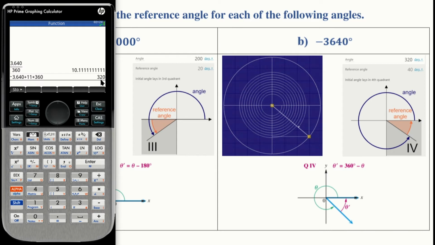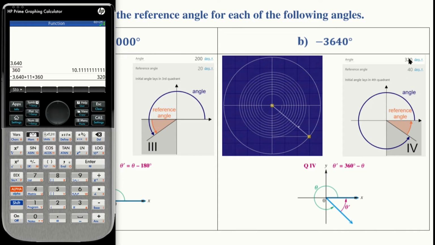So that means this complex looking angle, negative 3640 degrees, is coterminal with a 320 degree angle, which looks much simpler. It's just like that, right? So if we can find the reference angle for this, we have also found the reference angle for this original angle.